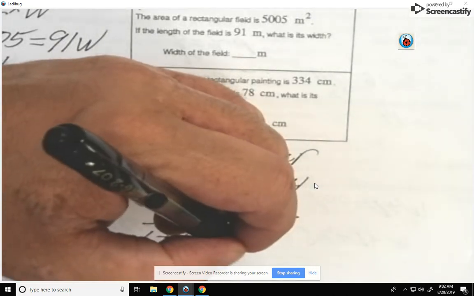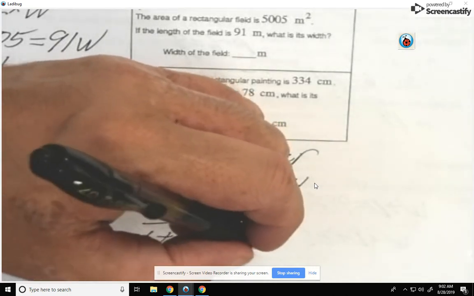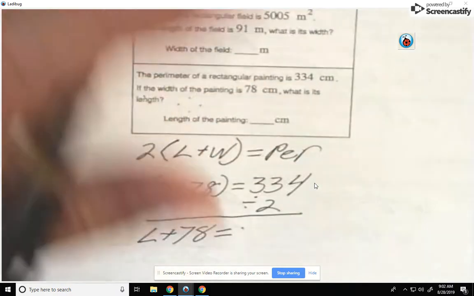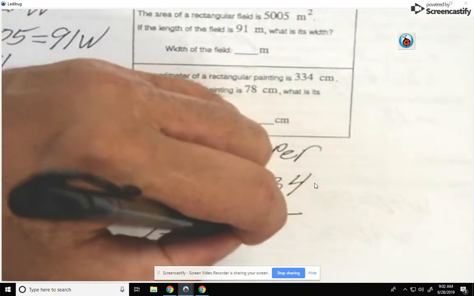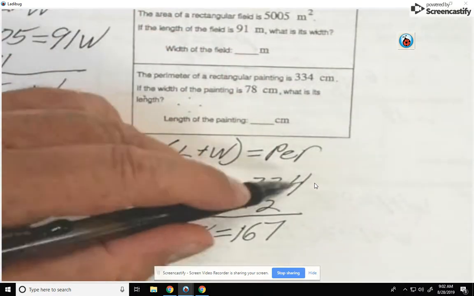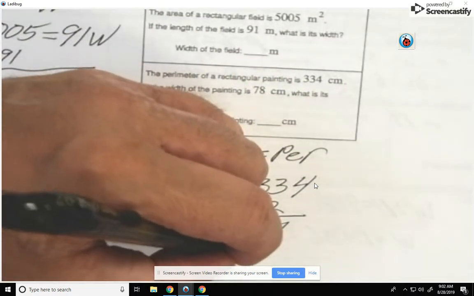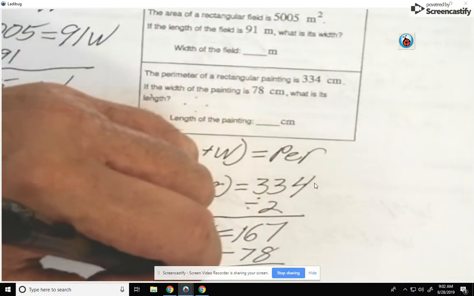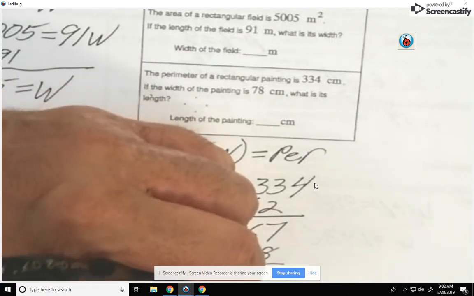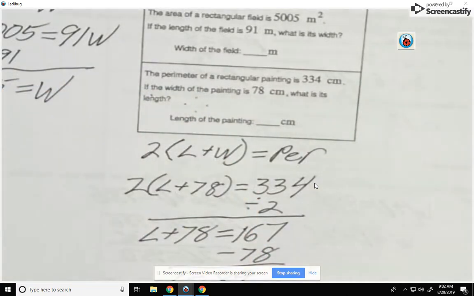167, not 334, rather 167, 334 divided by 2. Now we subtract the 78 to get a length of 89. Okay, so that was the notes for 1.3b.